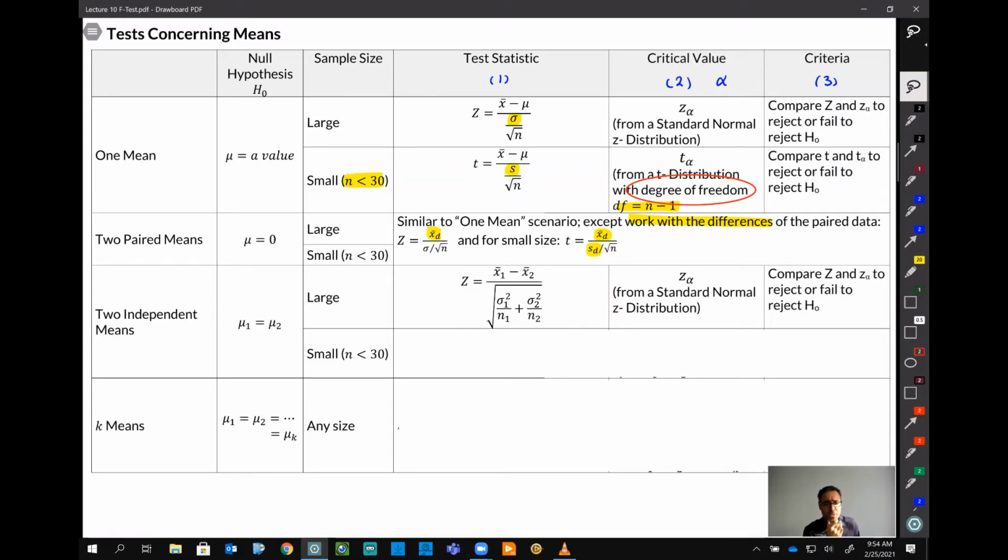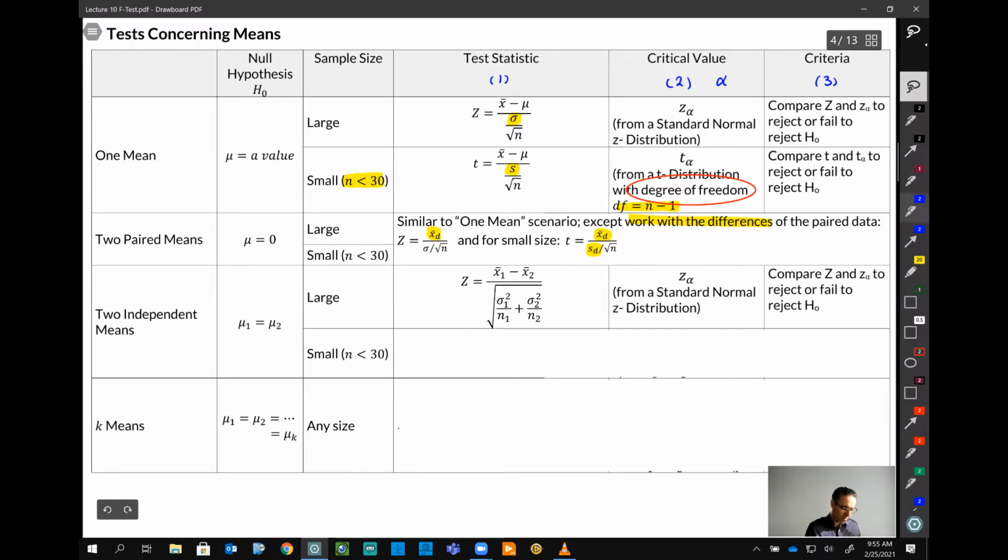Then still we use the Z distribution, except our test statistic has this formula. And where it comes from, if you look at the one at the top, the first one, it's exactly similar to that one, except mu now is 0. Why? Because our null hypothesis is saying mu1 is equal to mu2. So you have mu1 minus mu2 here, right?